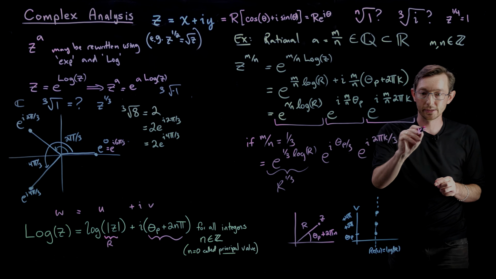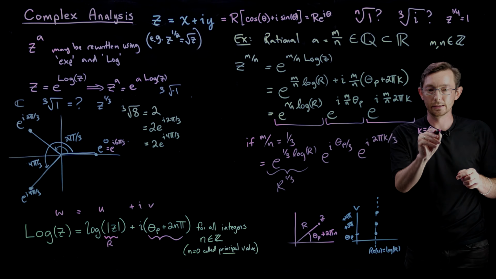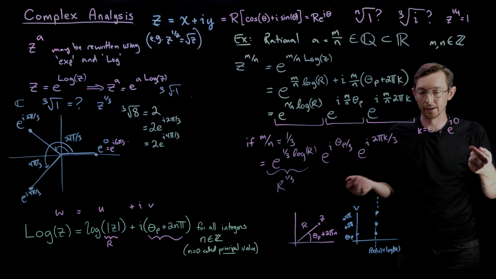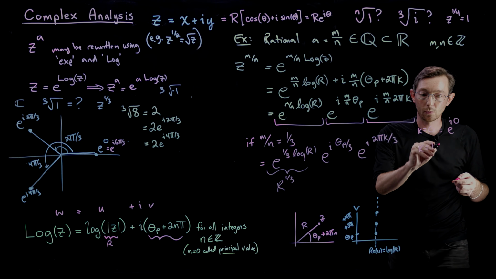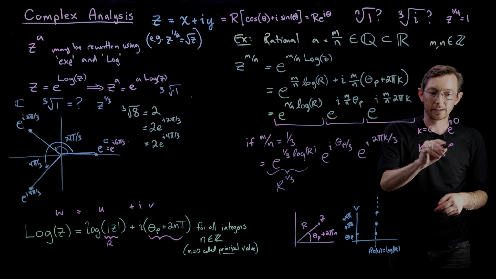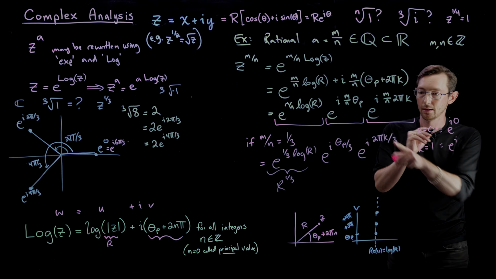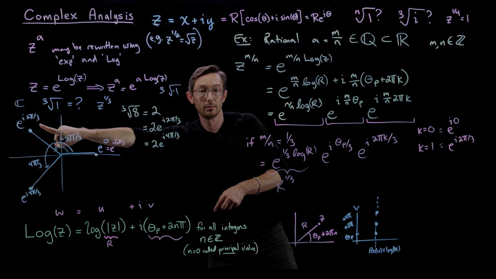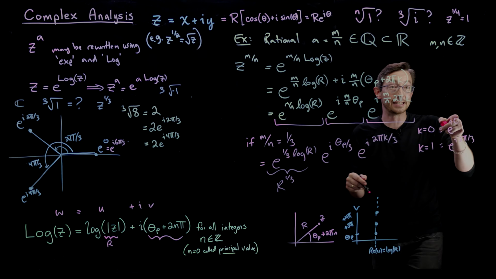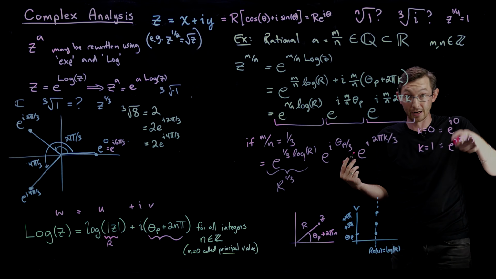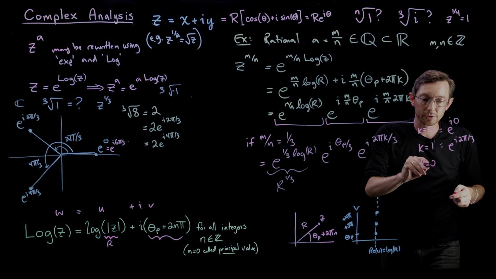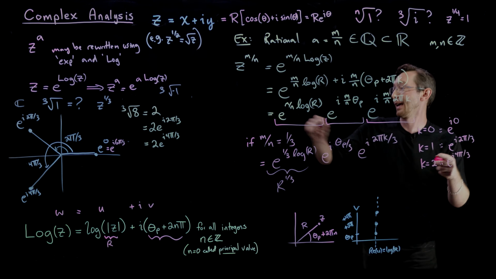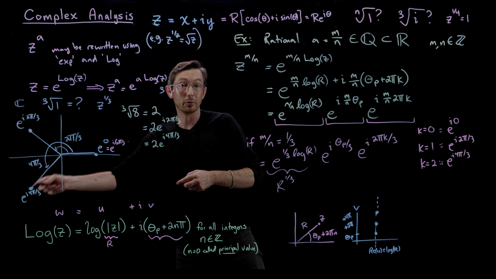So let's try k equals 0. Then this is e to the i 0. That's fine. k equals 1. That would be e to the i 2 pi thirds. That's one of my principal cubed roots of 1. That's fine. This is different than e to the 0. These are different numbers. k equals 2 would be e to the i 4 pi over 3. Again, that is a different number than either of these two.